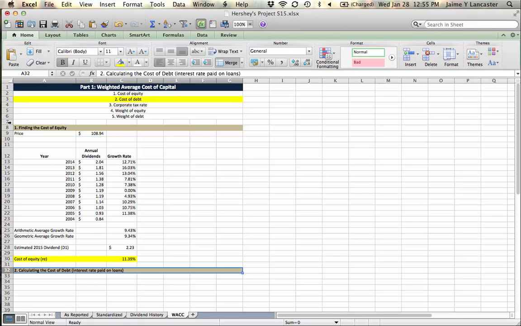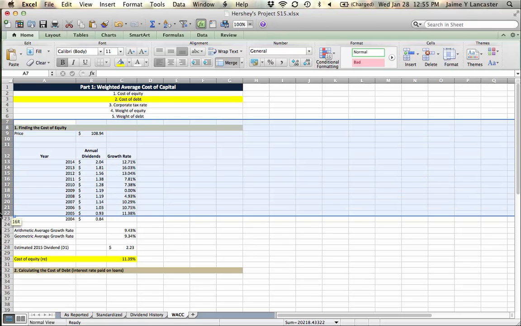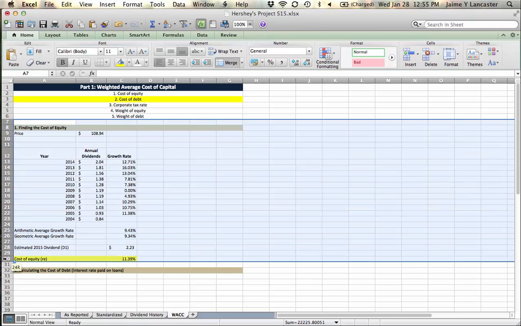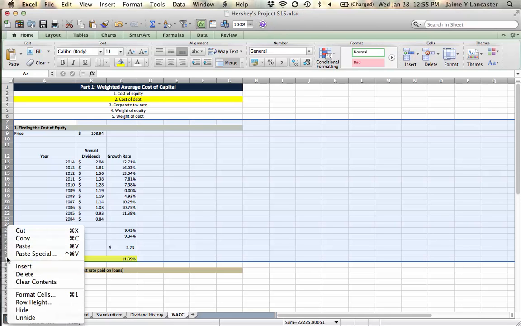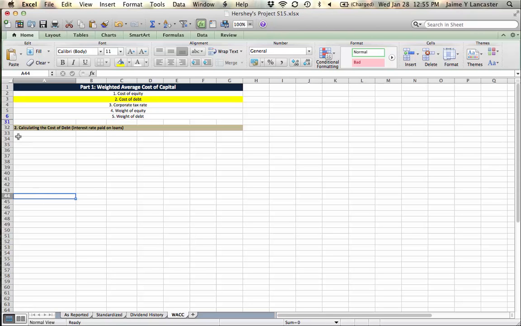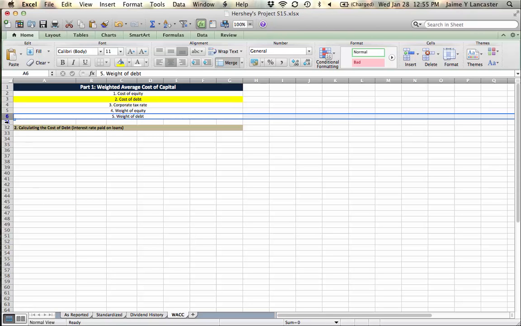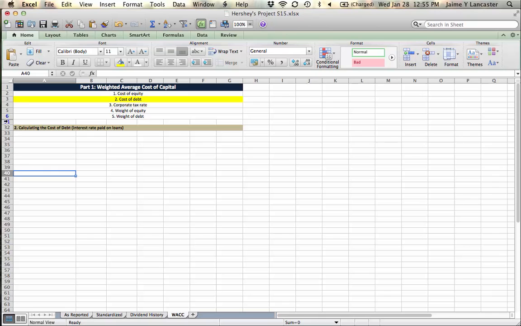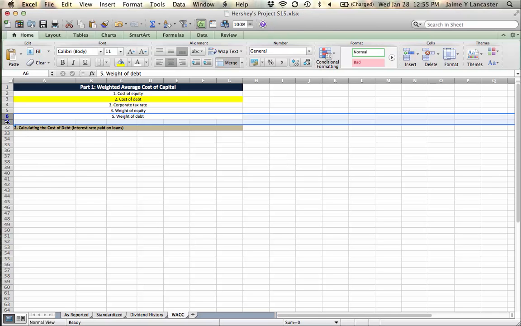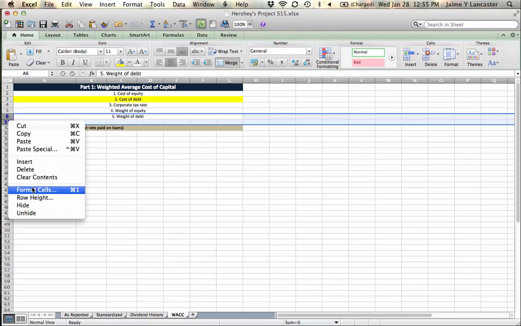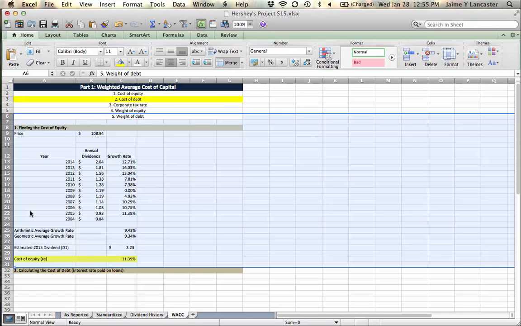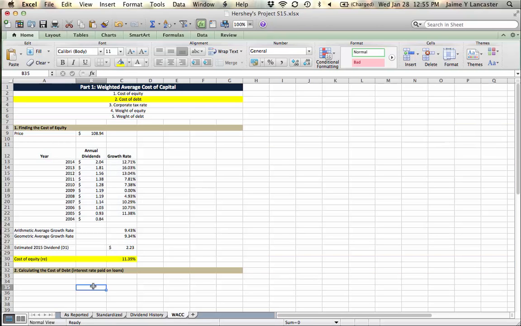In the interest of space, I'm going to hide this section. I want to have only the cost of debt showing. So I right click and I go to hide and I'll hide these cells, and then you can see this blue line between 6 and 31. To unhide it, you highlight both and then go to unhide. There it is. I'll undo that.